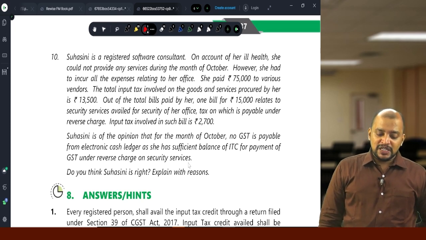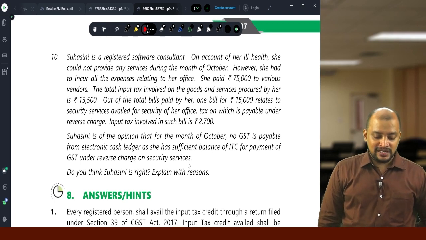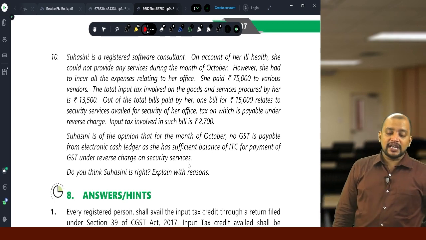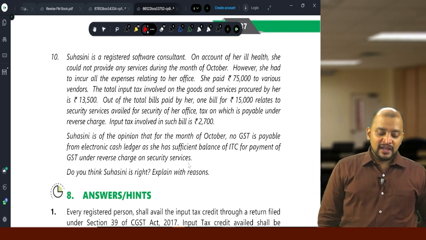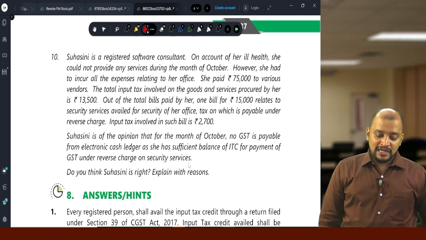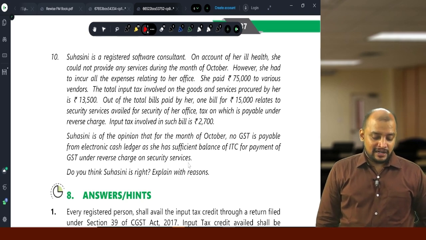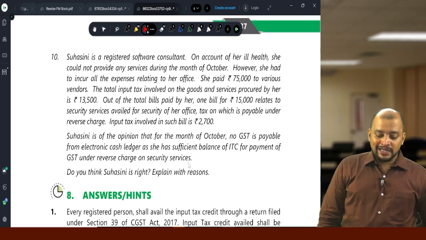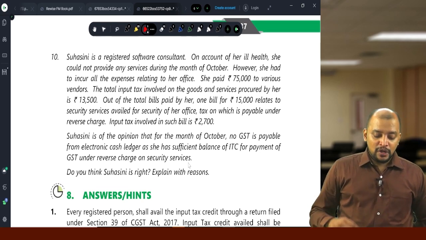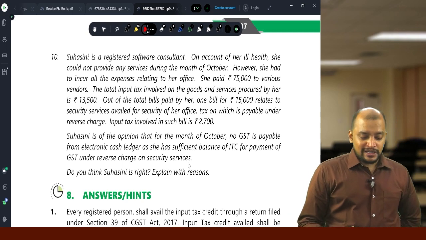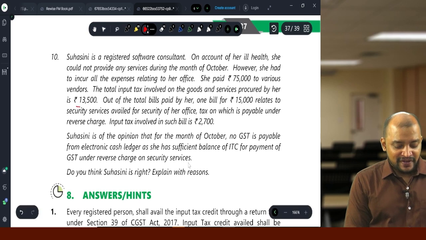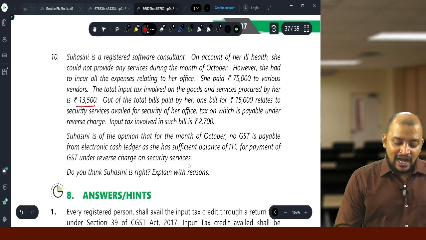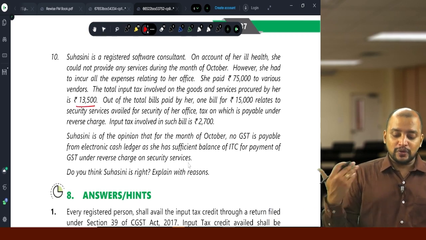Out of the total bills paid by her, one bill for 15,000 relates to security services availed for security of her office, tax on which is payable under reverse charge. Input tax credit involved in such bill is 2,700. Suhasini is of the opinion that for the month of October, no GST is payable, because her input tax credit is 13,500 and she had to incur all the expenses. There is no outward supply.